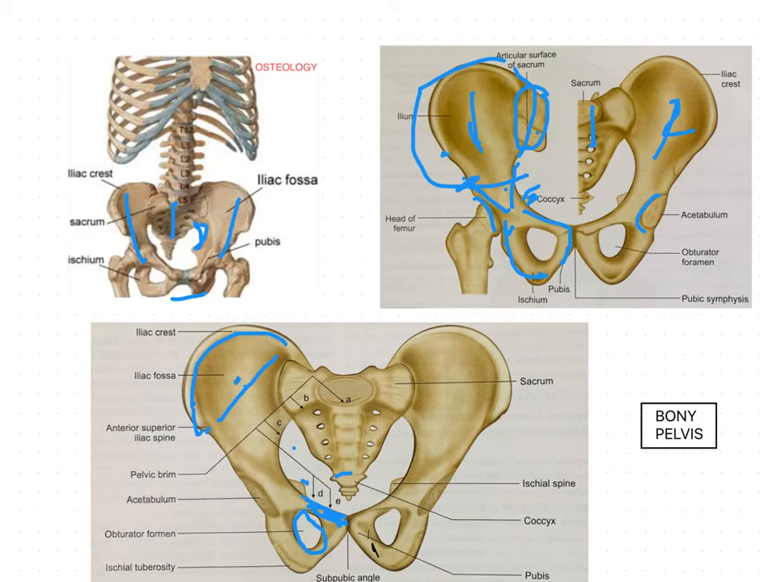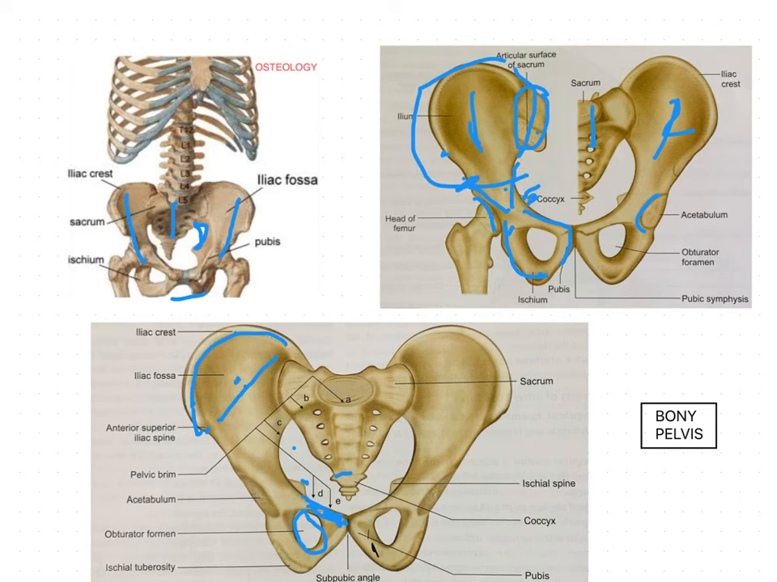Also, because the two pubic bones are united here, that is called the pubic symphysis, and it is making an angle here that is called the subpubic angle. So these are all the parts you should keep in mind to understand the structure of this pelvis and also the division of this pelvis. So these are all the bony parts of the pelvis.